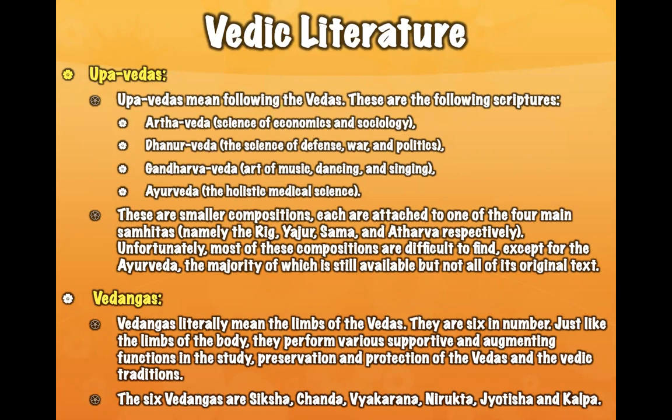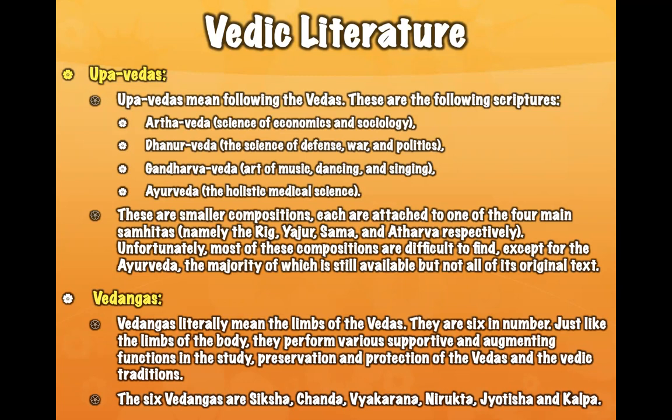So we continue with the look at an overview of the Vedic literature, the different types of Vedic literatures that are there, in order to understand how vast this philosophy is. So alongside the four Vedas, there are the Upavedas. Upavedas means following the Vedas. These are the following scriptures.